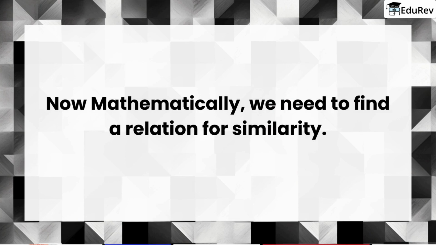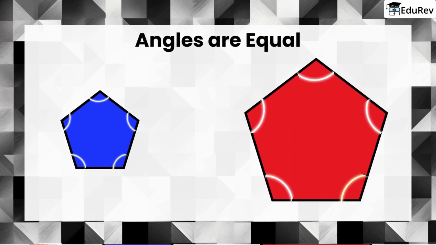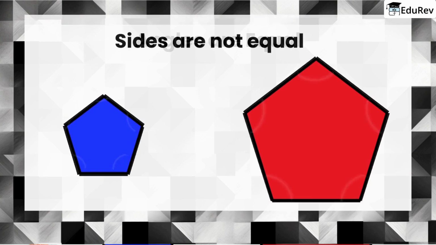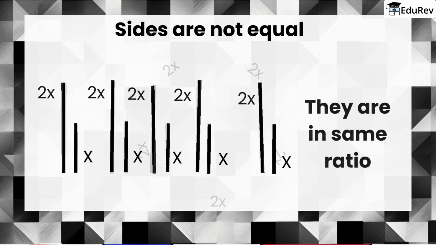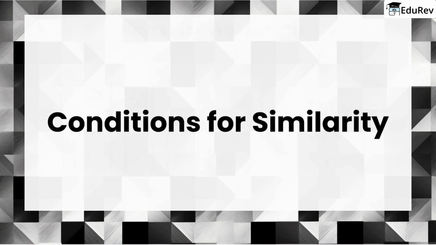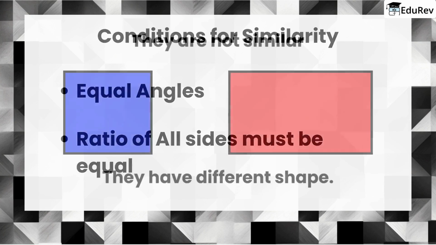Now mathematically we need to find a relation for similarity. So let us analyze two similar figures. Here we can see that their angles are equal. Also their sides are not equal. But if we watch closely we will observe that all their sides are in the same ratio. So to define similarity, we must have two necessary conditions: equal angles, and the ratio of all sides must be equal.